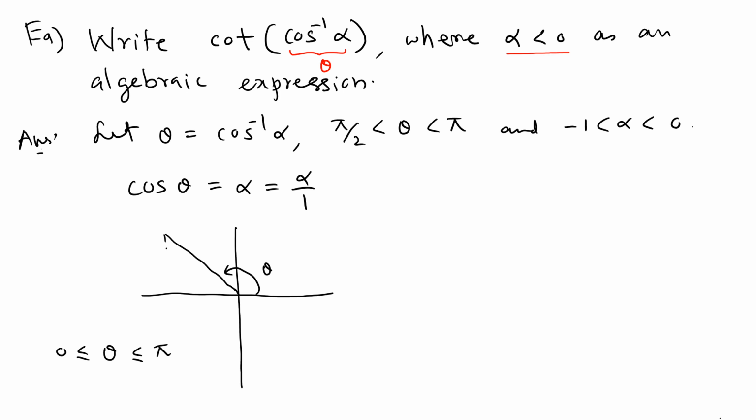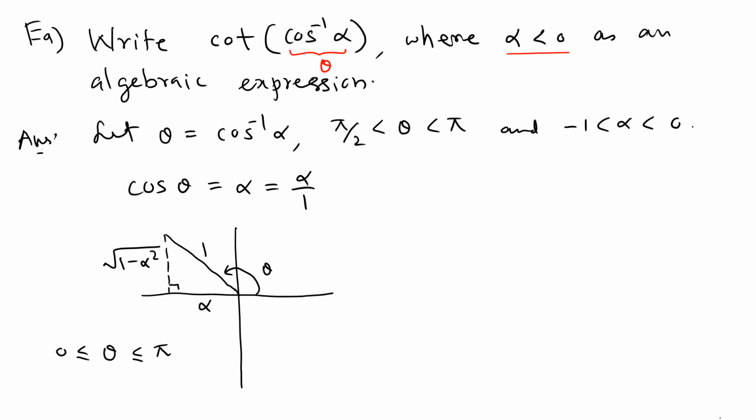And then as before, we drop the perpendicular and use this idea. Cosine theta means adjacent over hypotenuse. So the adjacent is alpha, but alpha is negative, and the hypotenuse is 1. Now we can use these two ideas to find the other side. Using the Pythagorean theorem, this is the square root of 1 squared minus alpha squared, so it's going to be the square root of 1 minus alpha squared, and it's a positive value.